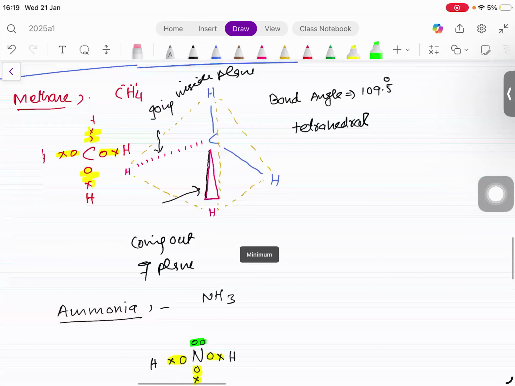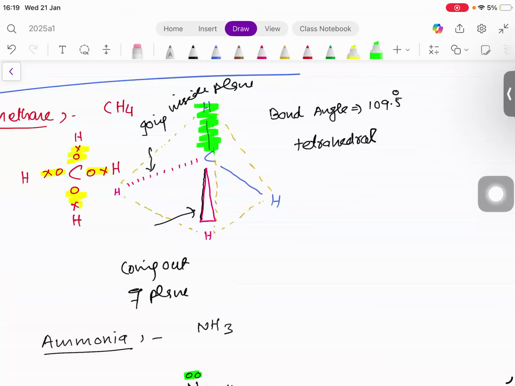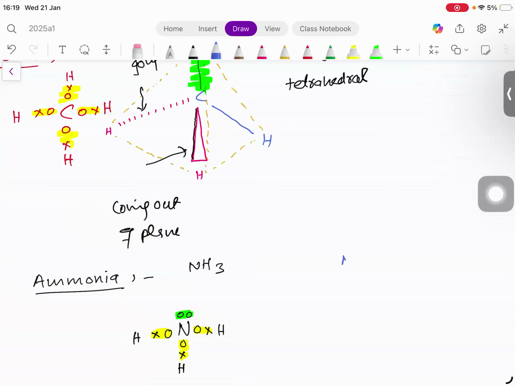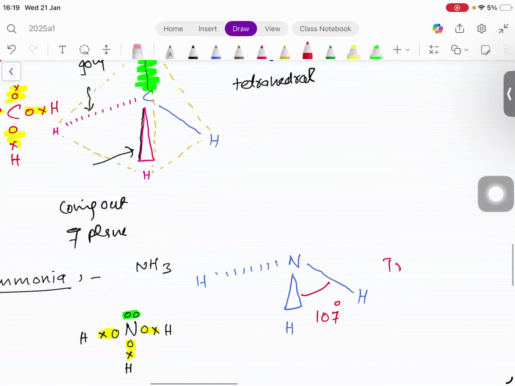So this bond is actually gone in ammonia, just for the sake of argument. What is left behind is the shape of the ammonia. So one out of the plane, one inside the plane, and one along the plane. It's like a pyramid. This is along the plane, this is coming out of the plane, this is going inside the plane. So the angle is 107, and the shape is trigonal pyramidal.